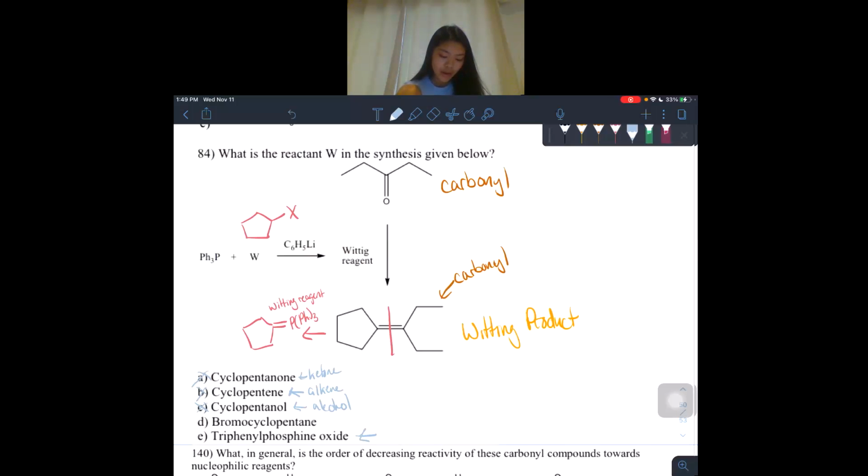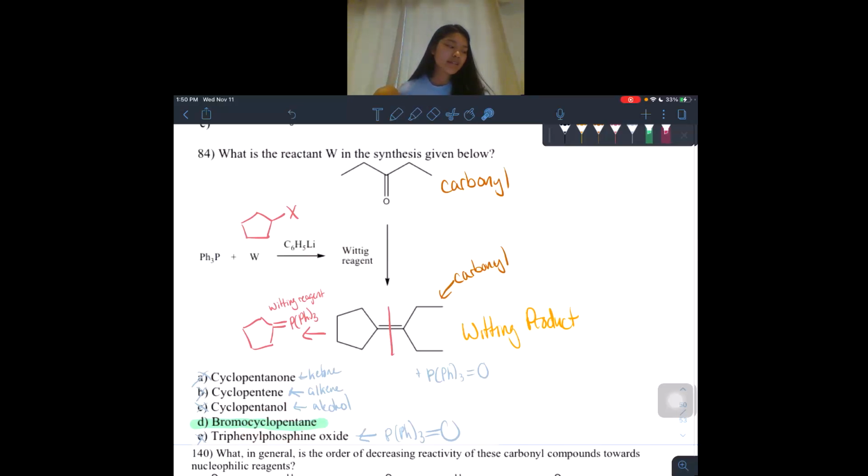The triphenylphosphine oxide is what we're talking about when we form the PPh3 double bonded to the oxygen. That is what our leftover product is if we were to draw that out from the Wittig reaction. So the byproduct of this was the PPh3. I drew it wrong. Double bonded to the oxygen. So this guy is also not it. D is it because we have the halogen of a bromo, and then we have our cyclopentane.